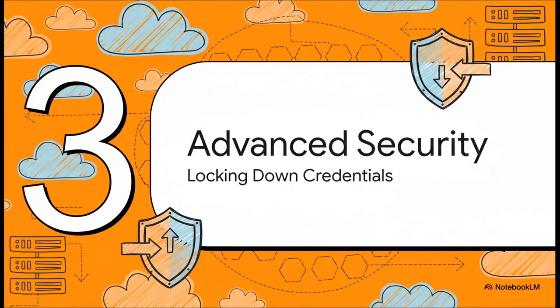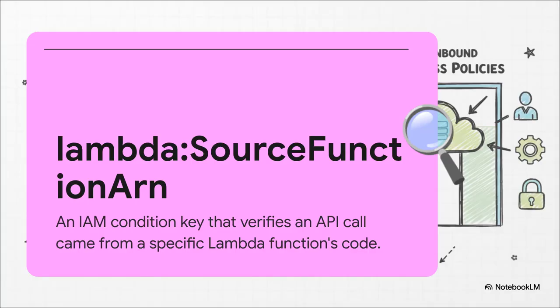All right, let's level up. What happens if you have a really powerful execution role that's shared by a few different functions? How do you stop one function from using credentials it shouldn't be? This is where a really slick feature comes into play: the lambda:sourceFunctionArn condition key. It's so cool. Basically, when your Lambda's code makes a call to another service, AWS secretly slips the function's unique ID, its ARN, into the request. Then, in our policies, we can check for that specific ID.